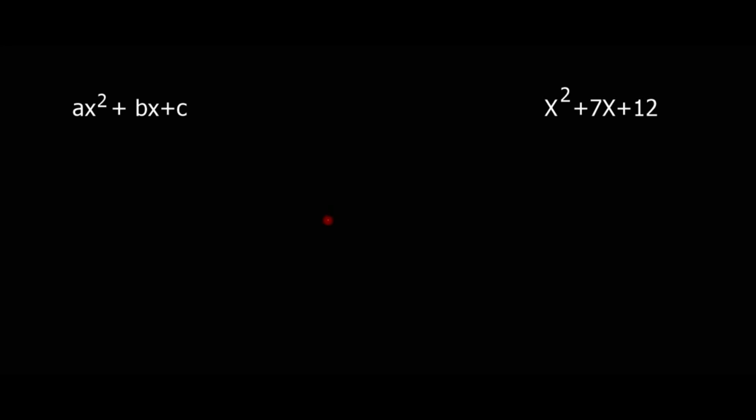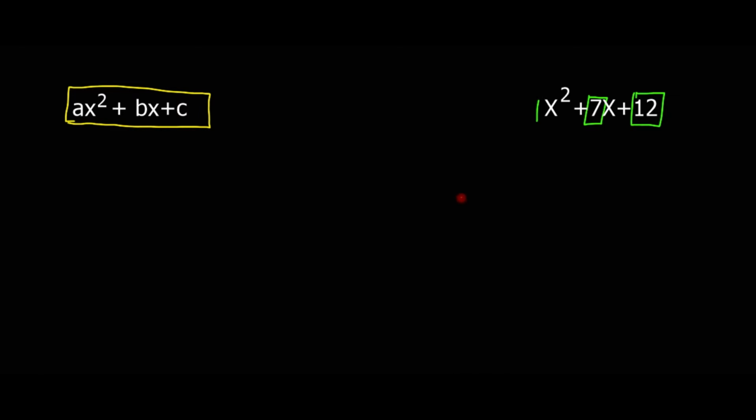In this lesson, we will focus on factorizing trinomials, specifically a trinomial written in the form ax squared plus bx plus c. For example, x squared plus 7x plus 12. This means our a is 1, our b is 7, and our c is 12. We will focus on a trinomial in this form.